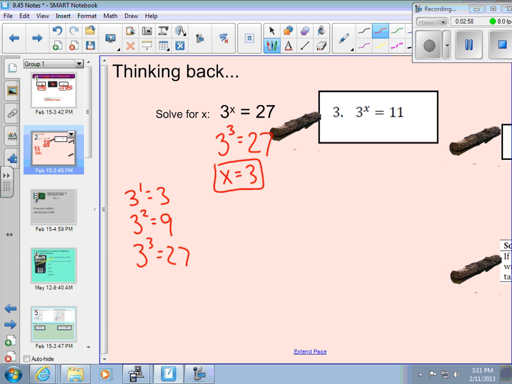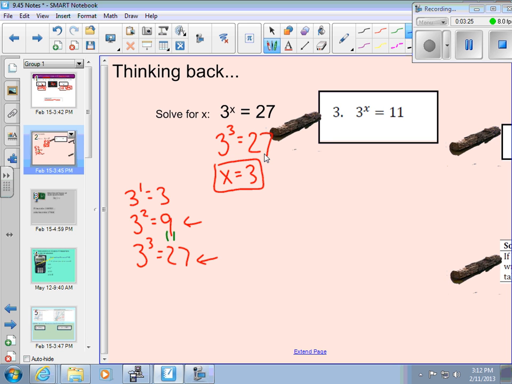Well, looking at what we have here, we know 3 squared equals 9, and 3 to the third power is 27. 11's in between there, so 3 to some power between 2 and 3 must be the answer. So the exponent must be bigger than 2 but less than 3. How do we know what that is? Here's where logs are going to help us out. We can solve this type of problem by using logarithms.